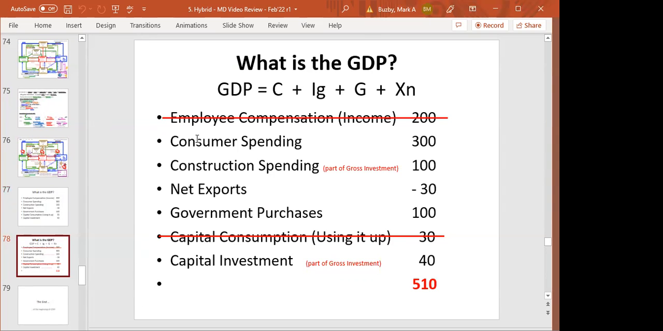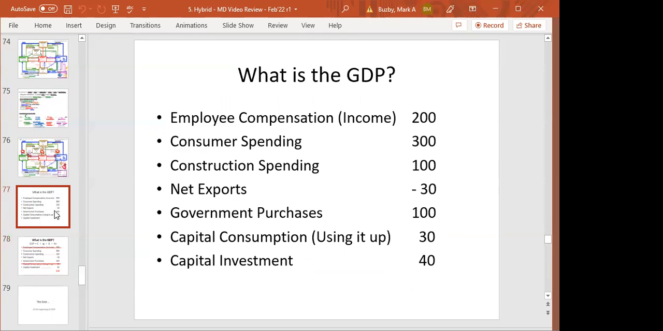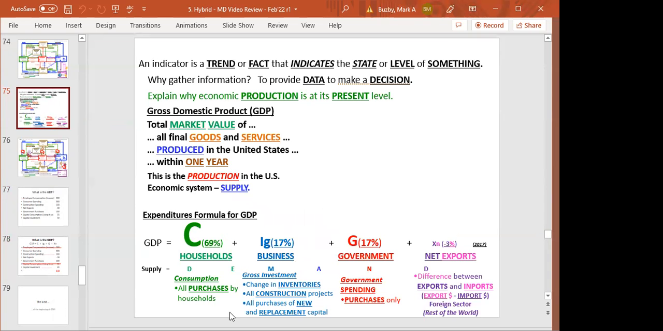consumer, that would be households. Net exports, the rest of the world. Government purchase under the government. You add those up, you come up with 510. So you need to remember, when you write these 3 down, here's the definitions right here. If you get a list, all you have to do is see which one of these on the list fall under one of these. And if they do, you just put it under that one, and then you add them up.